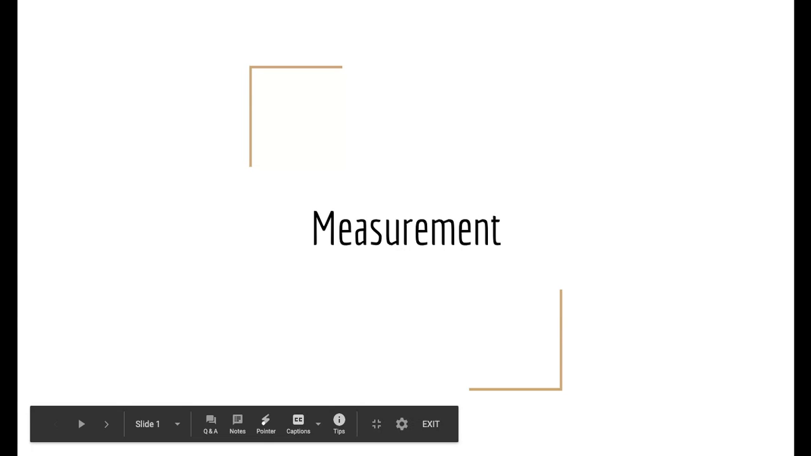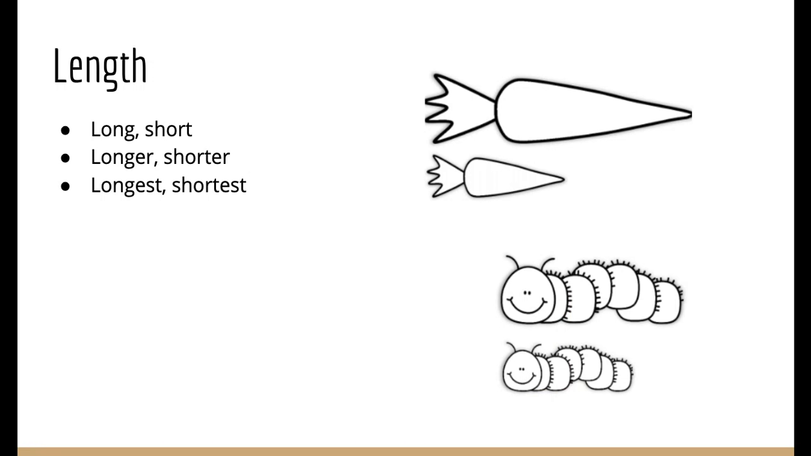All right, today we are going to do a review of measurement. So first, let's review length. When we think about length, you want to think about measuring something sideways or going from left to right. And our vocabulary you want to review are the words long and short. And then if we're comparing two things, we could say one is longer and one is shorter.